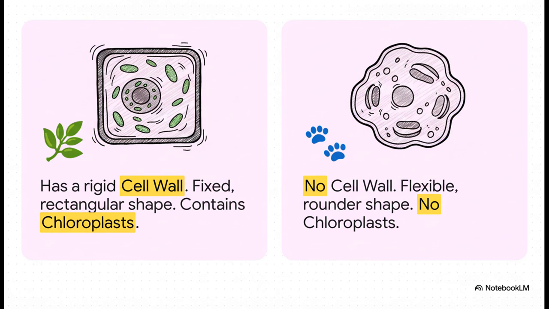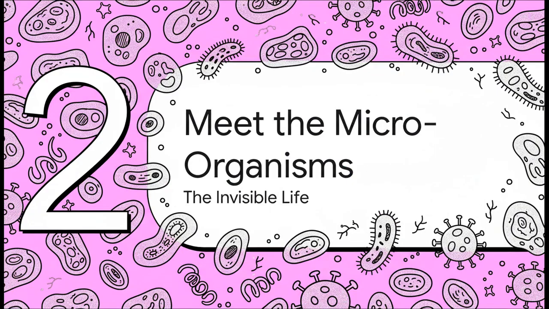Now, what's really cool is that not all these Lego bricks are the same. Check this out. On the one hand, you've got your plant cell. See that rigid cell wall? It gives it that fixed, kind of boxy shape. Plus, it has these things called chloroplasts. They're like tiny solar panels that let the plant make its own food. But then you have animal cells. No walls, so they're more flexible, and no solar panels, which means they've got to go out and find their food.